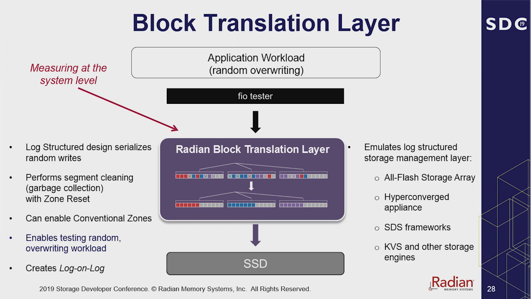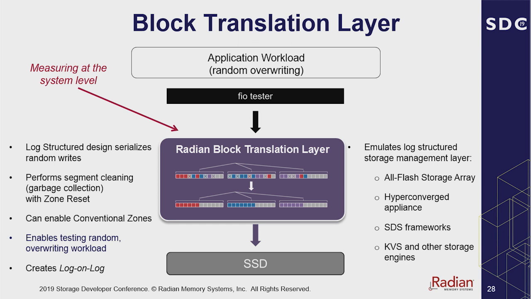If we instead test up at the block translation layer, we've got a configuration much more analogous to the target systems. And we're able to emulate a log-structured storage management layer like you'd see in a modern flash array. This also captures what is known as the log-on-log effect that these systems experience when they're running over an FTL SSD. We used one of the most common data center workloads, a 7030 mix with 4K random reads and 4K random writes. That's representative of an application.